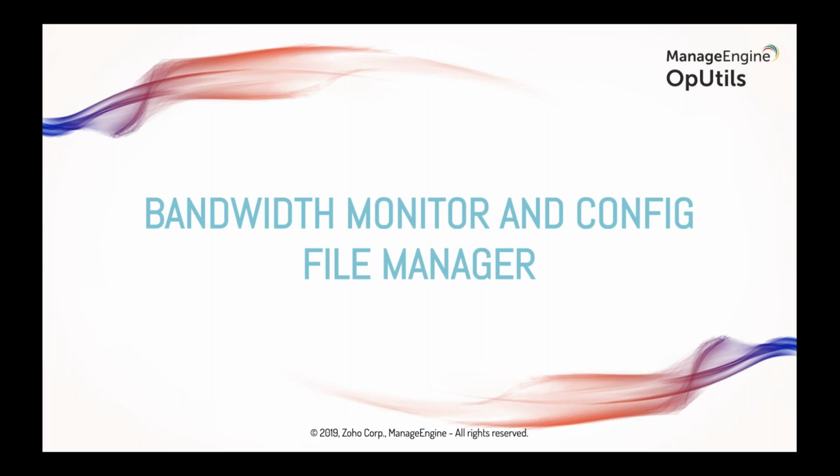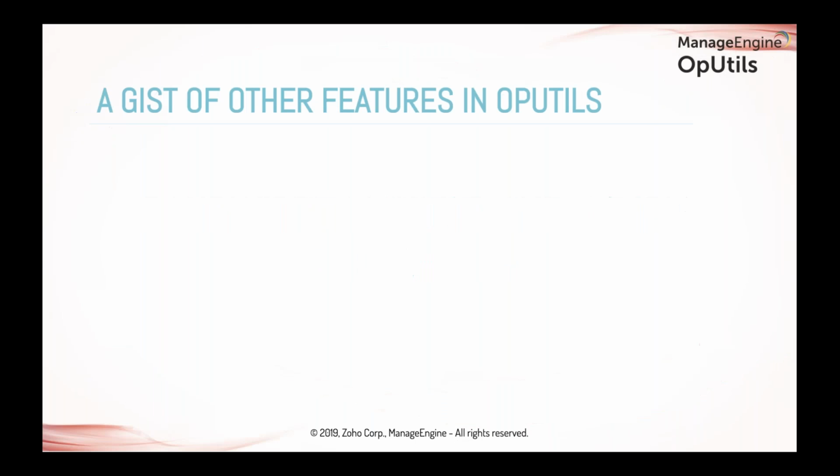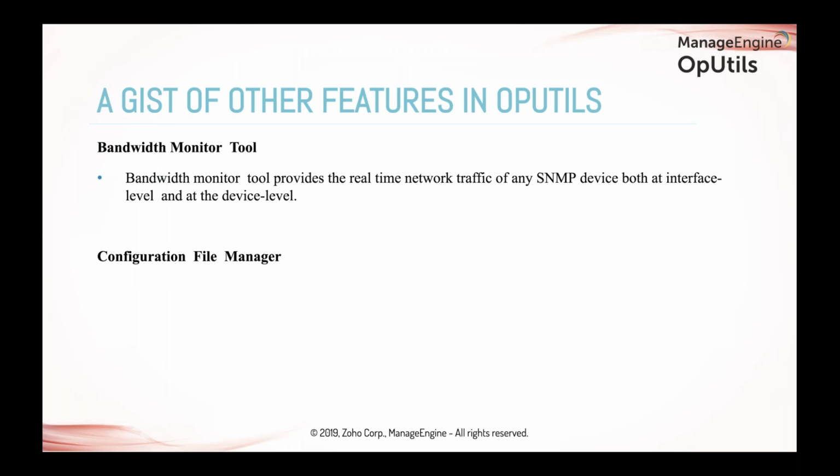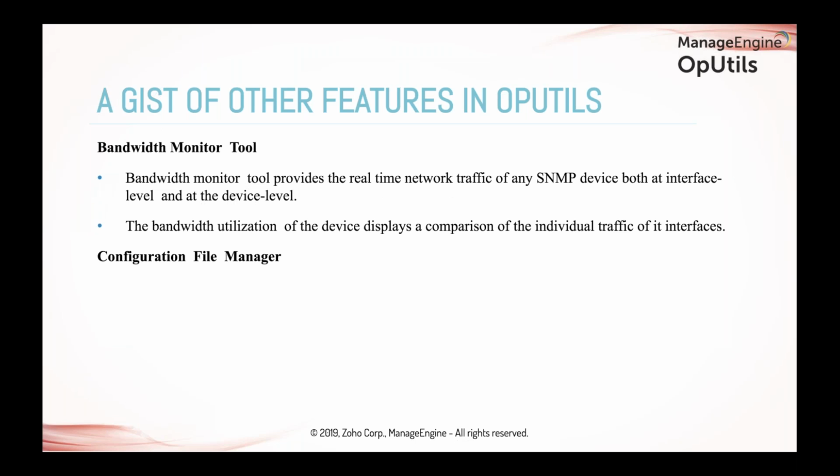So with this, we'll move on to the other utility tools available in OpUtils, which are Bandwidth Monitor and Config File Manager. The bandwidth monitoring tool allows you to fetch the interface bandwidth details using the SNMP protocol, and you can configure thresholds and monitor the bandwidth utilization of that particular interface. It also displays the comparison of individual traffic of the interfaces.